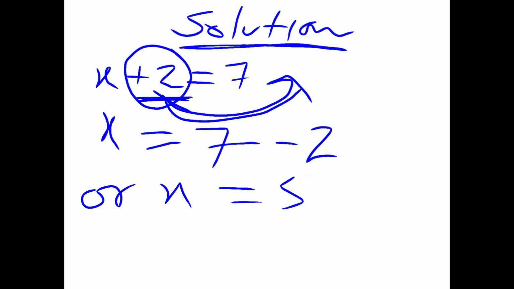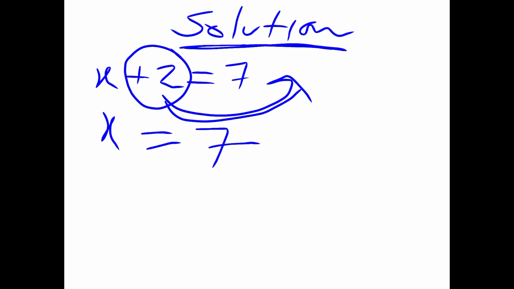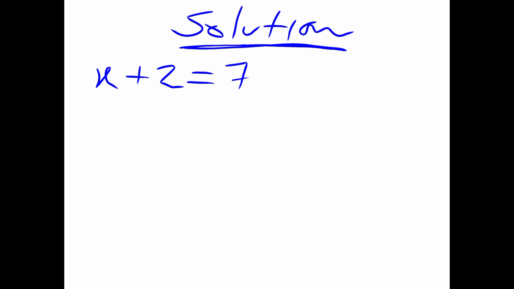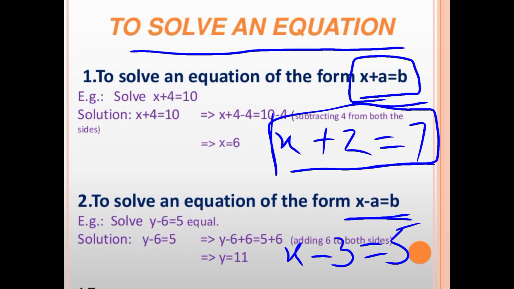Fine. Let's take another type of equation, this type of equation, x minus a is equal to b. So for example, x minus 3 is equal to 5.